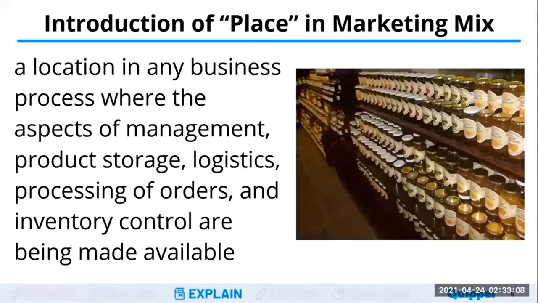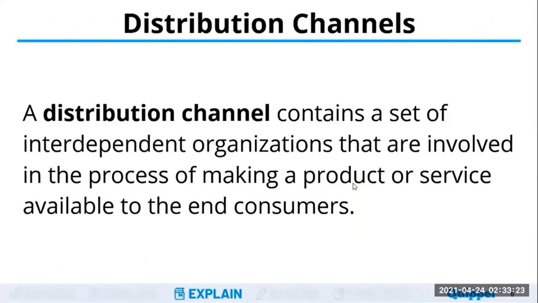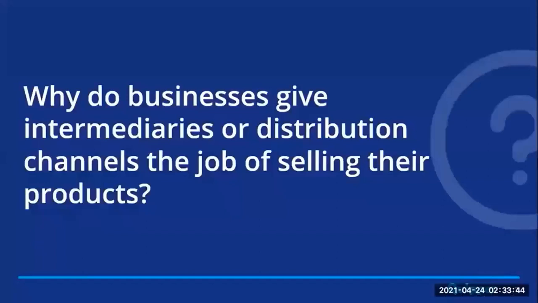So what is place allocation? In any business process, it covers the aspects of management, product storage, logistic processing of orders, and inventory control being made available. A distribution channel contains a set of interdependent organizations involved in the process of making a product or service available to the end consumer. So for distribution channels, we have distribution planning. Why do businesses give intermediaries or distribution channels the job of selling their products?